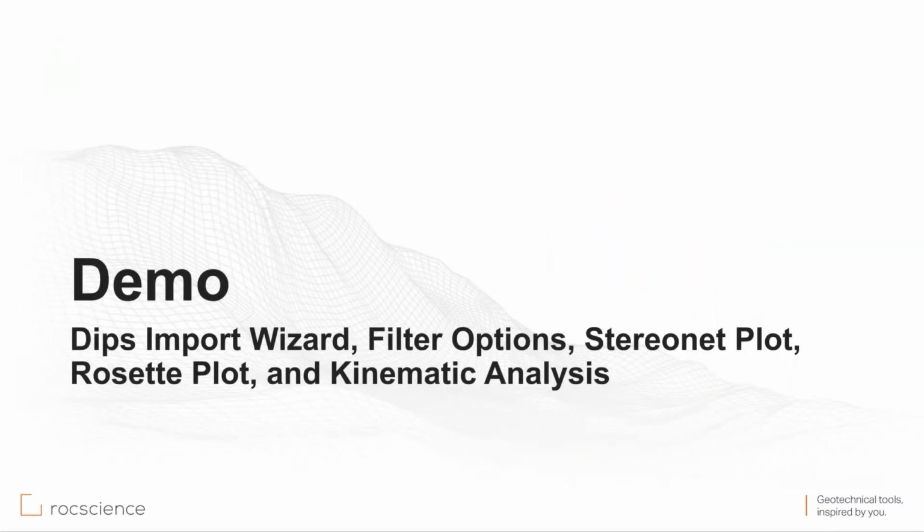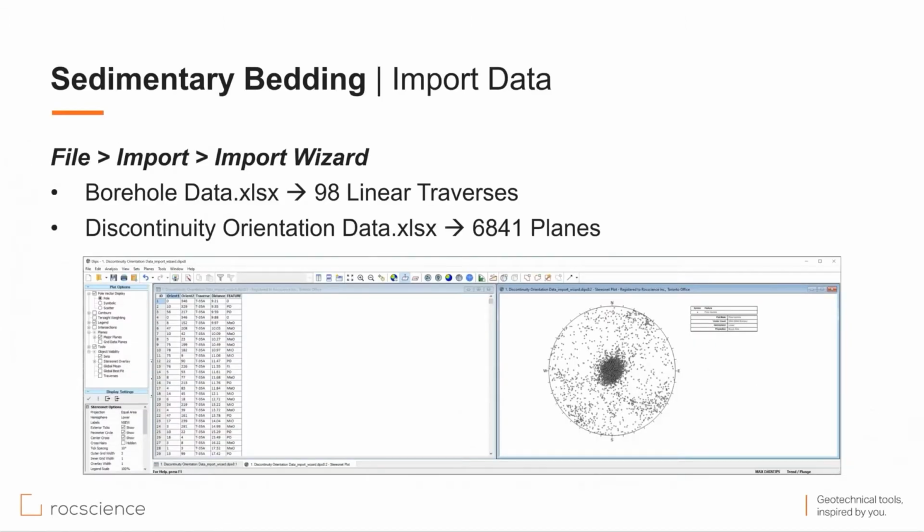I have two examples which will showcase the import wizard, filter options, StereoNet plot, rosette plot, and kinematic analysis features of DIPS. In this first example, we will be looking at a data set which is in sedimentary rock and is heavily bedding dominated. And to start off, I have two Excel files containing borehole and discontinuity orientation data, which I will import into DIPS using the import wizard.